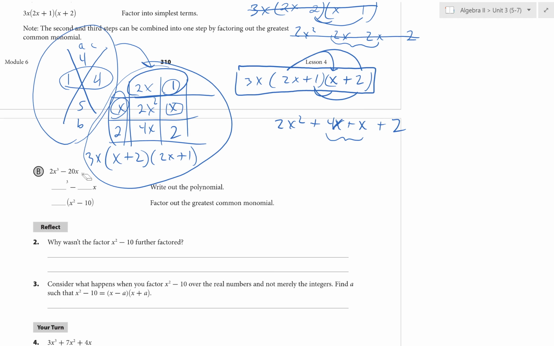So let's take a look at example B on the next page on 310. So in this one, what is something that I can factor out of both terms? 2x. So in the previous problem, we did it in 2 steps, but you can always do it all in 1 step like that if you want. So if I factor out a 2x, what am I left with?